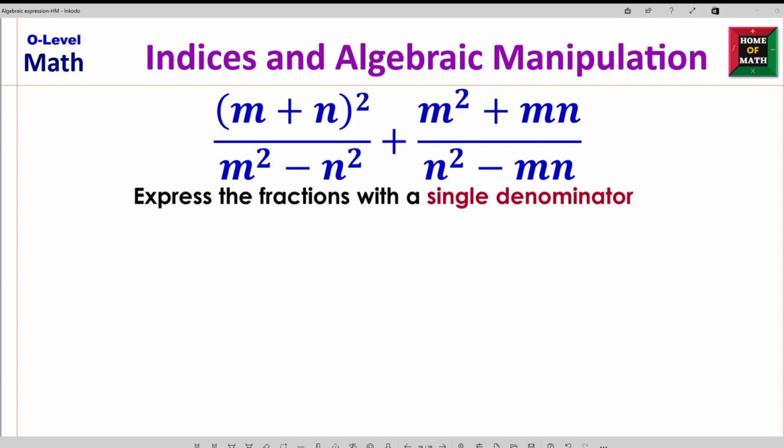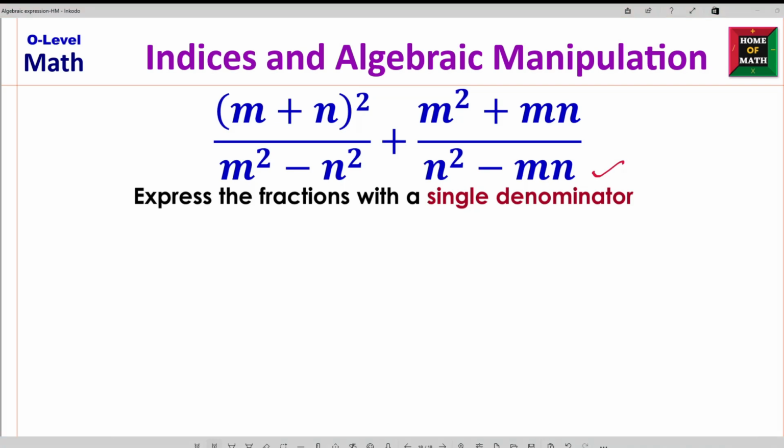Express the fractions with a single denominator. Our topics are indices and algebraic manipulation. Let's start. Here are two fractions. One is (m plus n) whole square divided by m square minus n square, plus m square plus mn divided by n square minus mn. Okay, now what can we do?